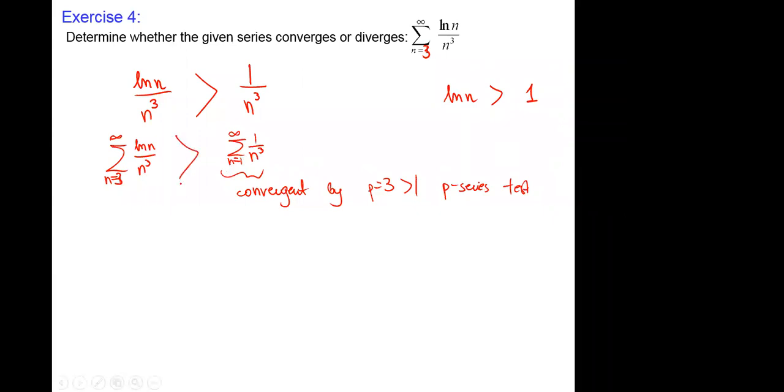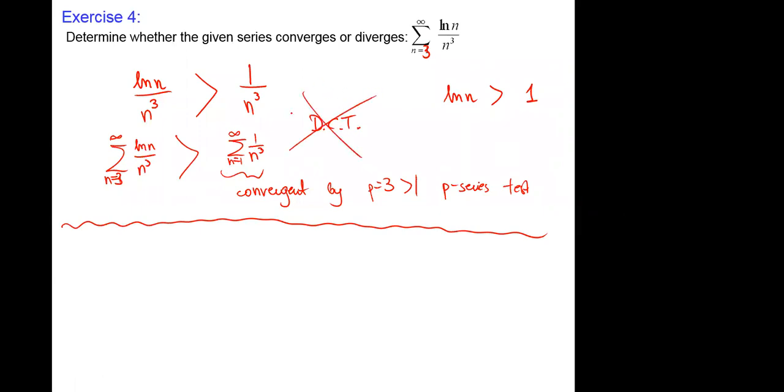What do you think? Can I directly compare this way? That's a convergent, finite number. Something that is greater, the summation could be anything. That means I can't really compare. The direct comparison test doesn't work with this.